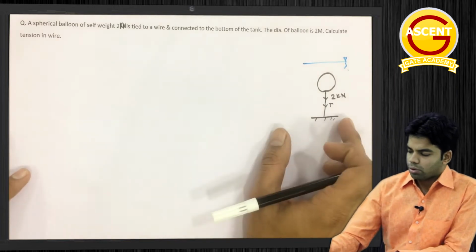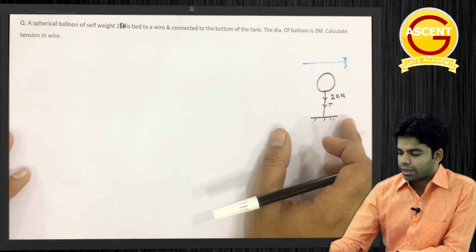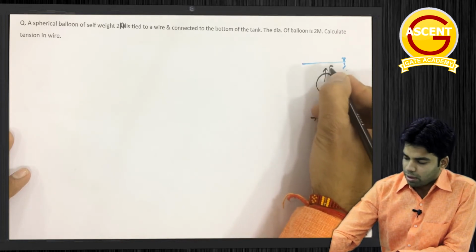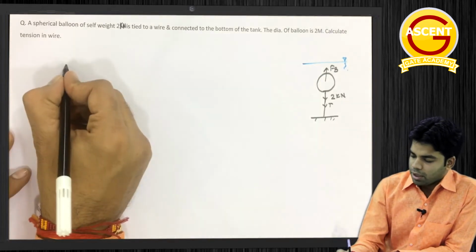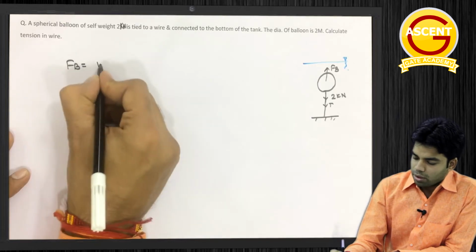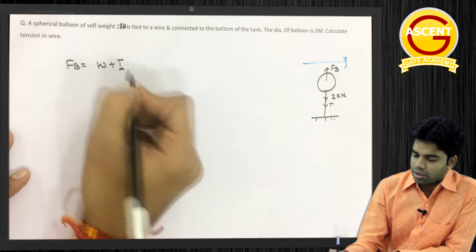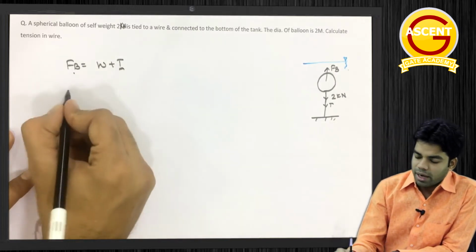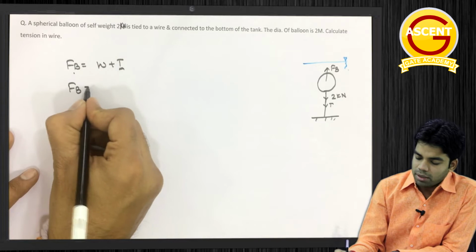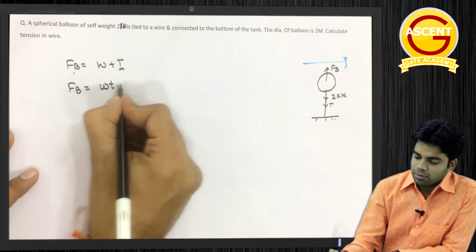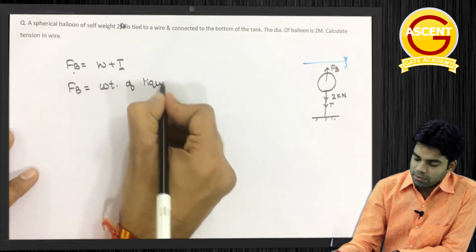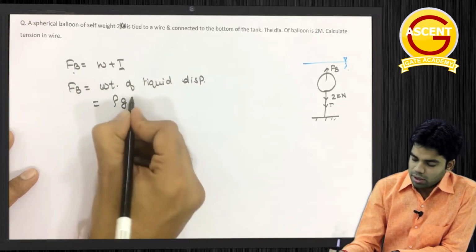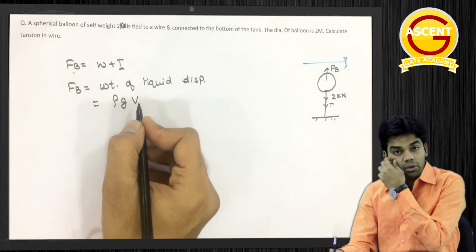So as I told you, the buoyant force will act here. This buoyancy force will act upwards. So for equilibrium, this Fb will be equal to W plus T. We have to determine the tension, this T, in the wire. So for that we will have to determine this buoyancy Fb, and Fb as we know is nothing but the weight of the liquid displaced, as I told you, or you can write it as rho g into V, where V is the volume of solid immersed.